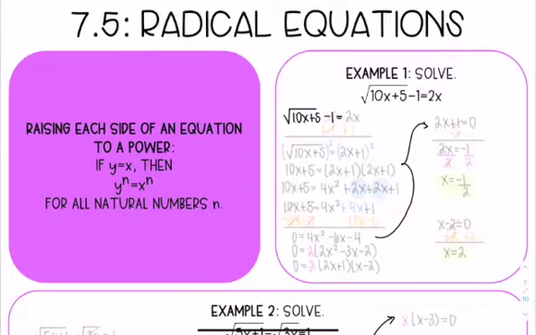minus 1 equals 2x. The first thing that we need to do is add 1 to both sides so that we can isolate the radical by itself on the left-hand side. So our negative 1 and 1 cancel, and we have that the square root of 10x plus 5 is equal to 2x plus 1.